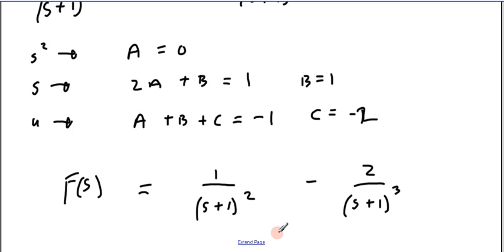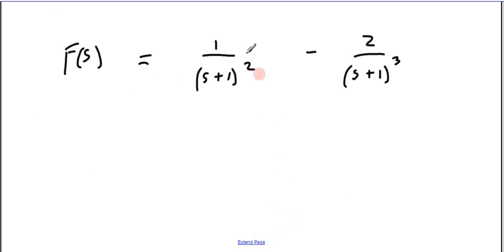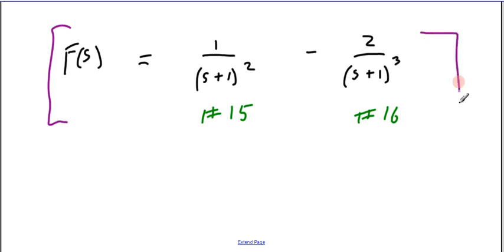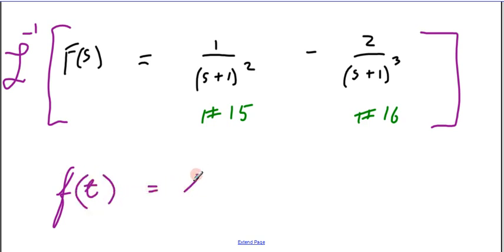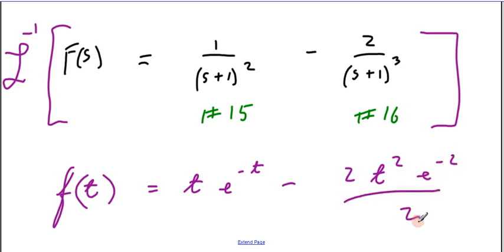Okay, well that seems reasonable. We look at number 15 and number 16 of my Laplace transform table. We take the inverse Laplace transform of the whole thing. We get f of t is equal to t e to the minus t minus 2 t squared e to the minus t over 2.